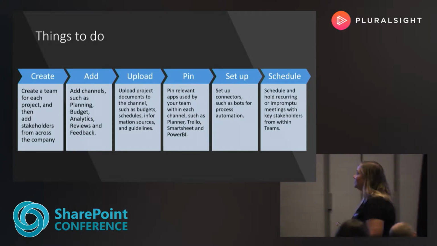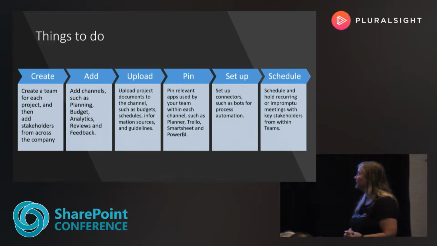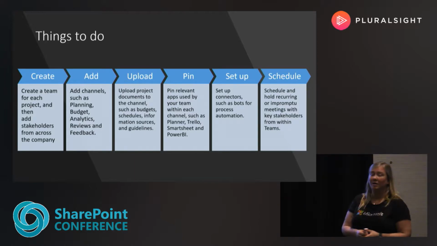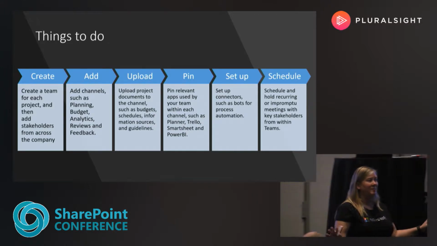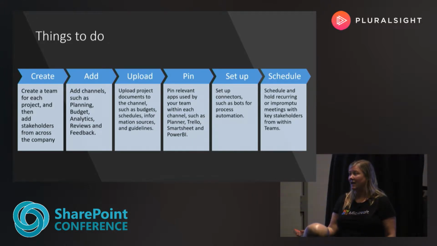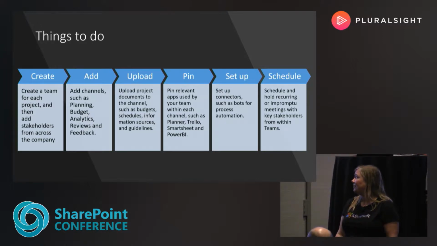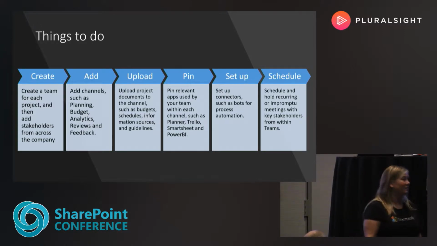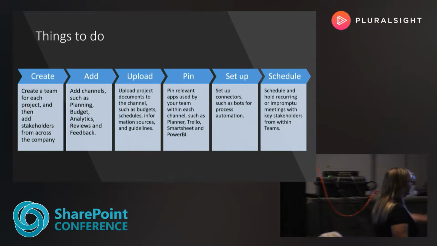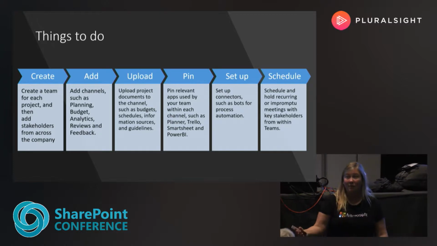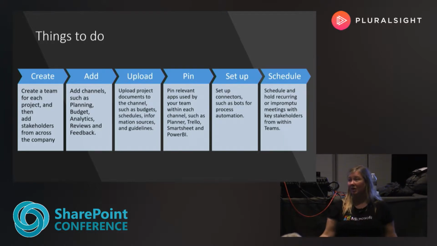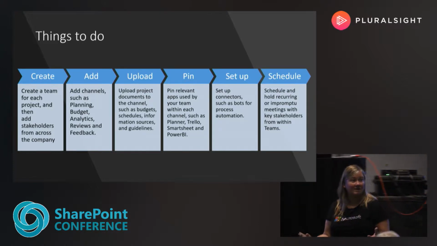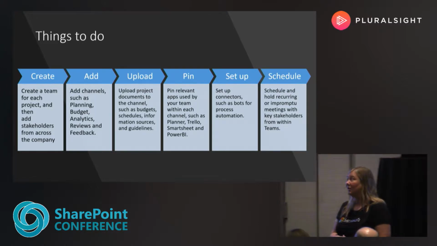Okay? So upload project documents to the different channels. You'd have channels for maybe planning, maybe budget, analytics, reviews, feedback, whatever the case may be, and whatever you need within that team for that project. And then pin relevant apps that are used by your team, okay, such as that Planner, the Trello, Smartsheet, Power BI. There's a lot of different apps that are available right now, either Microsoft-owned products as well as third-party applications, if your organization has that opened to any of those third-party applications.